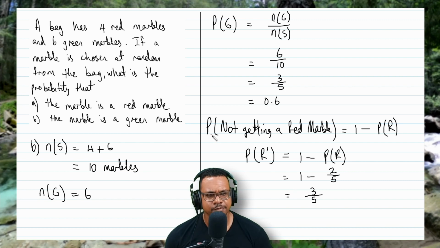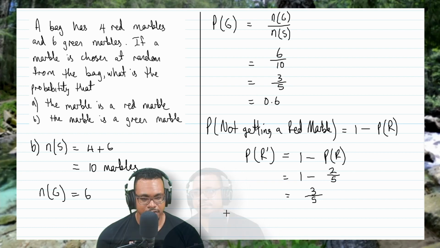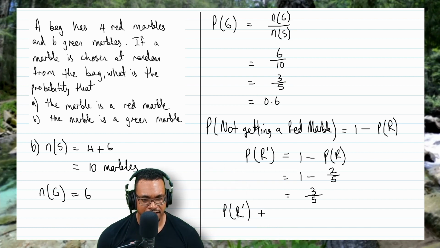So if you look at it, the probability of not getting a red marble is equal to the same thing as the probability of getting a green marble. Because look up here, the probability of getting a green marble is 3/5. So the probability of not getting a red marble, so the R complement for not R, is equal to the probability of getting a green marble in this question.